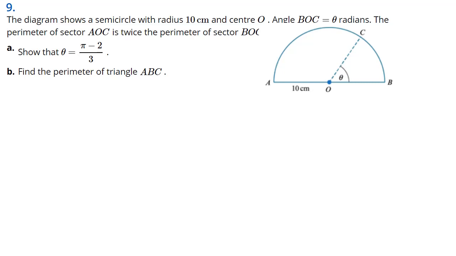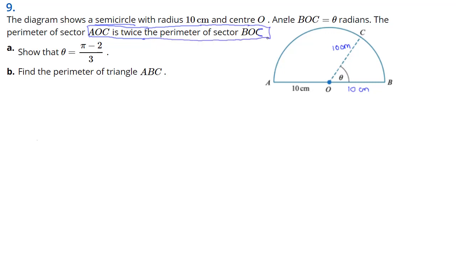Okay, so in problem number 9, we've got this semicircle with a radius of 10 and a center at O. So that means OB must be 10, and that means that OC must also be 10, because both of those are radii. And then I've got angle BOC, that's theta radians, which means that we don't know what it is. And we've got to find AOC.